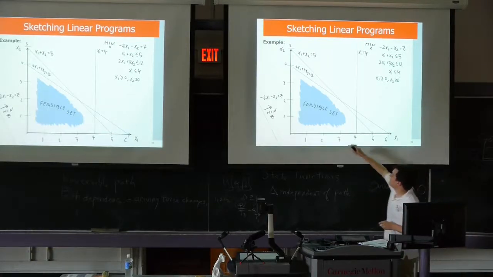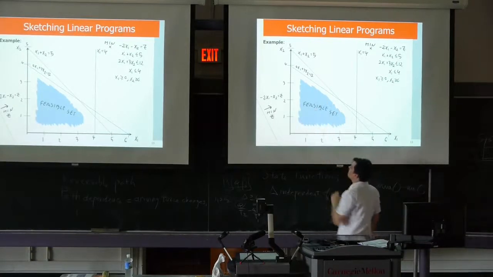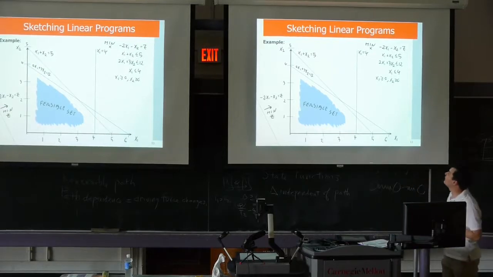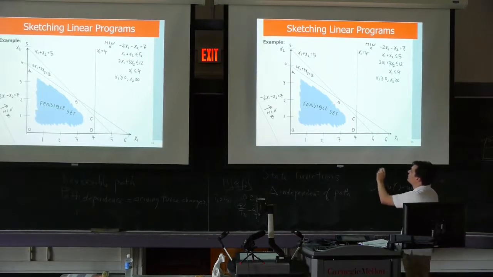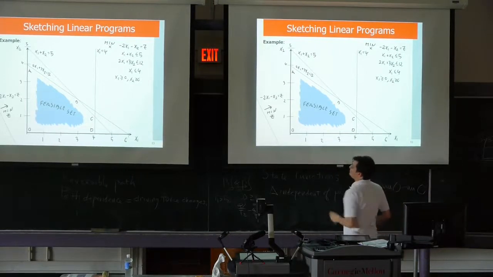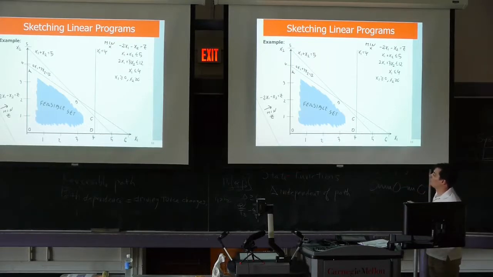Some definitions: this domain here is called the feasible set. Those points that satisfy these constraints are feasible. We can also observe that this object has five corners. I can denote one with O and then A, B, C, D for the other corners.